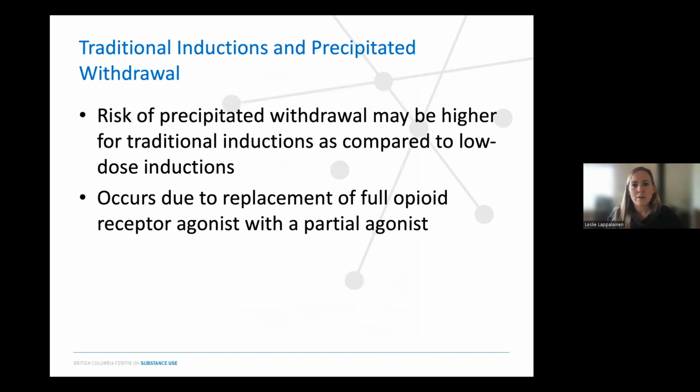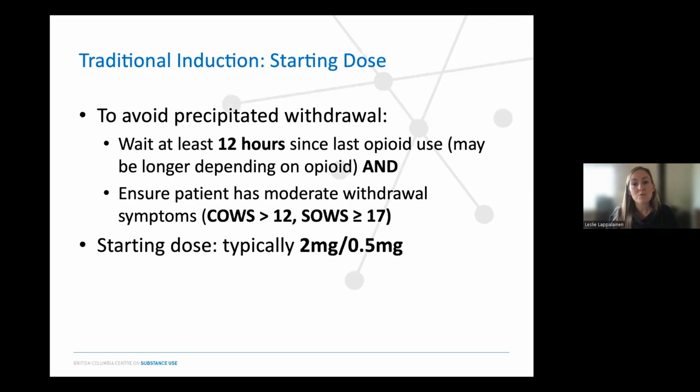Just a note around precipitated withdrawal. There may be slightly higher risk of precipitated withdrawal using traditional inductions compared to the low dose inductions or micro inductions. And the reason why this occurs is if someone still has full opiate agonists in their system, and then we give them a pretty big dose of buprenorphine, it has a really high affinity to that opiate receptor. So it punts off the full opiate agonist and it binds to the receptor, but it's only a partial agonist. So it's that relative difference that results in people feeling worse instead of feeling better once they take the buprenorphine. So to avoid this, we counsel people to wait before taking their initial dose of buprenorphine naloxone until it's been at least 12, preferably 24 hours if they're using fentanyl, and their COWS score is at least 12, or if it's a home induction, their SOWS score is at least 17.